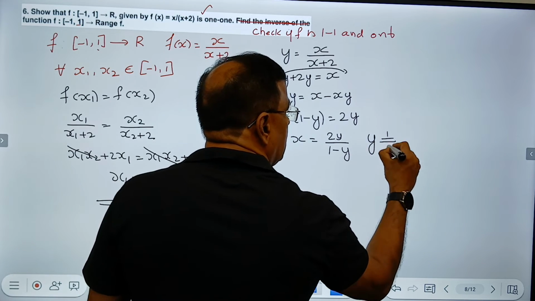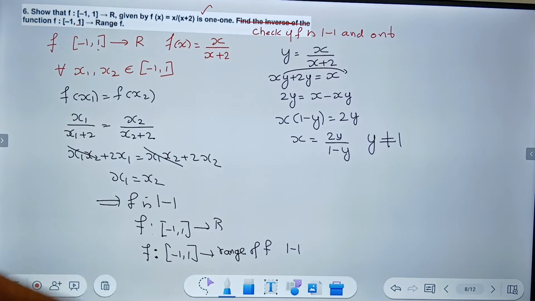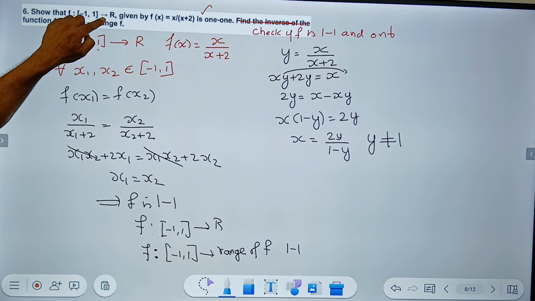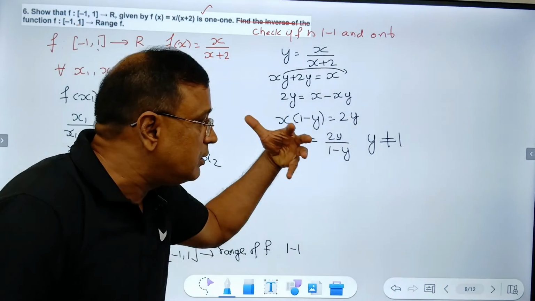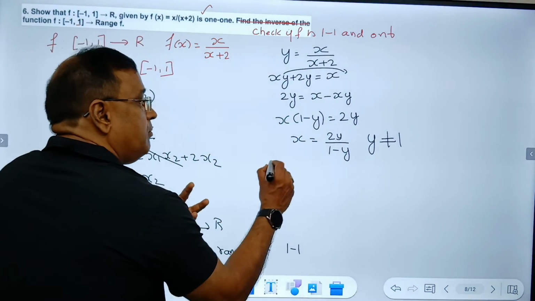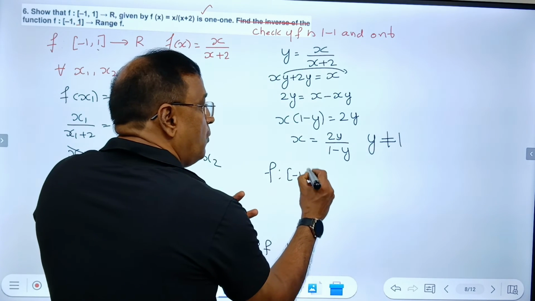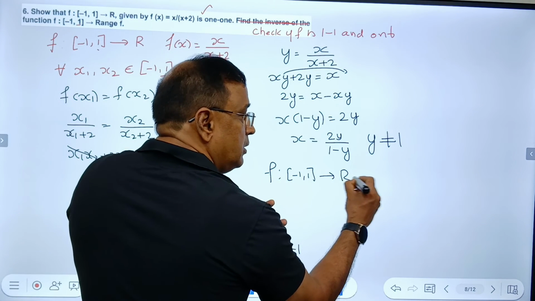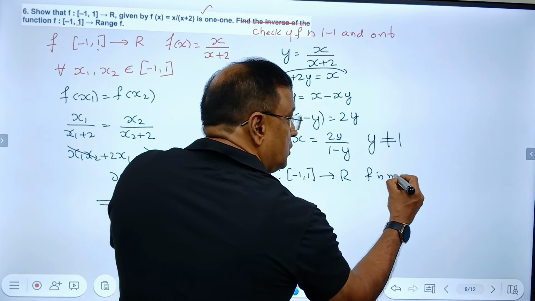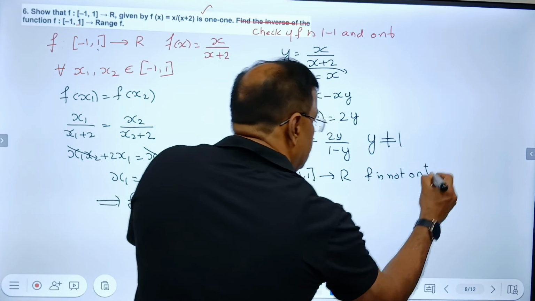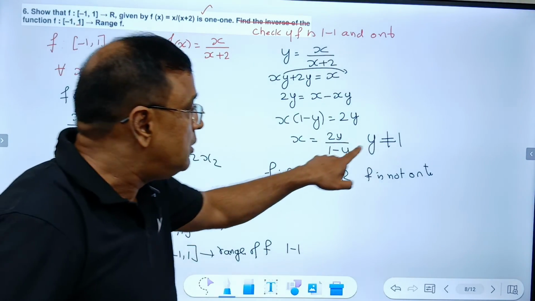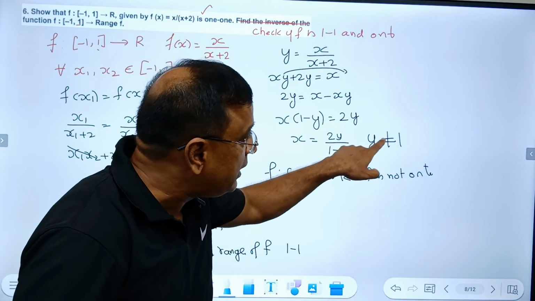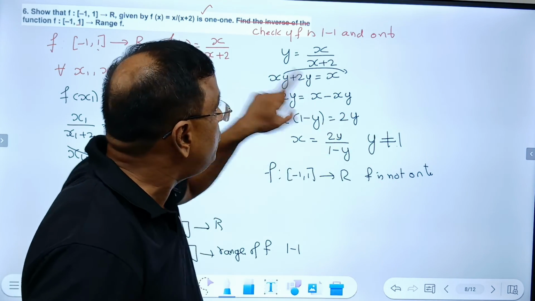Definitely y cannot be 1. But the codomain given is all real numbers, and all real numbers includes 1. So if it is from minus 1 comma 1 to R, f is not onto. It cannot be onto, because 1 cannot be there. Y cannot take the value 1. 1 does not have a pre-image.